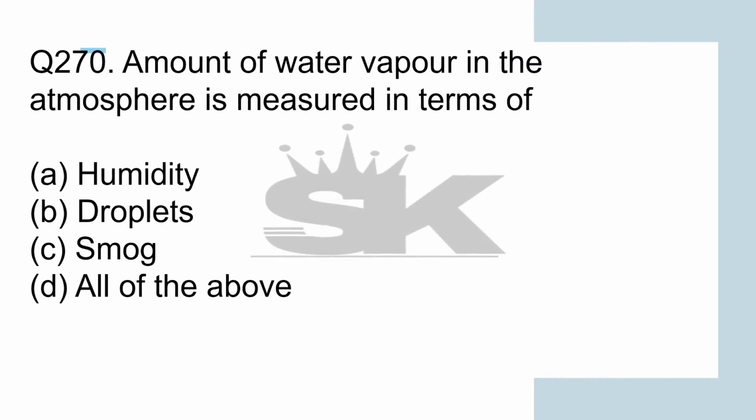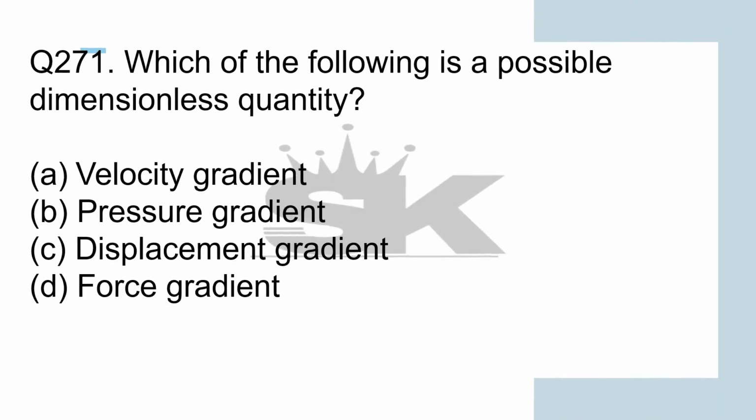The amount of water vapor in the atmosphere is measured in terms of humidity. Everyone knows this. Which of the following is a possible dimensionless quantity? So the answer is displacement gradient. It is a dimensionless quantity.